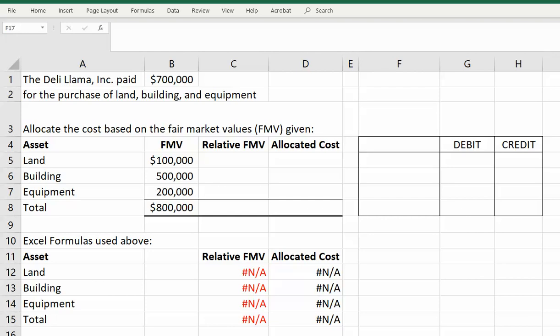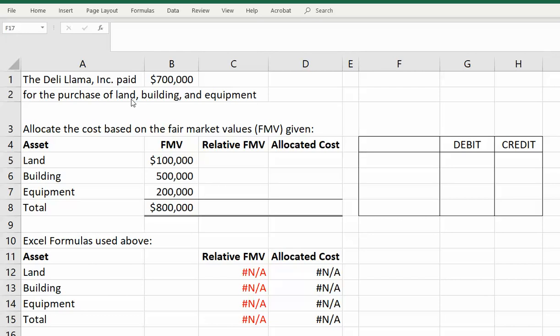In this video, I'm going to show you how you allocate the cost of a purchase of more than one non-current or long-term asset. In this example, the company paid $700,000 and it got 3 assets for that one price. If there were no rules, the incentive would be to debit the whole $700,000 to land, because land doesn't depreciate as do buildings and equipment.